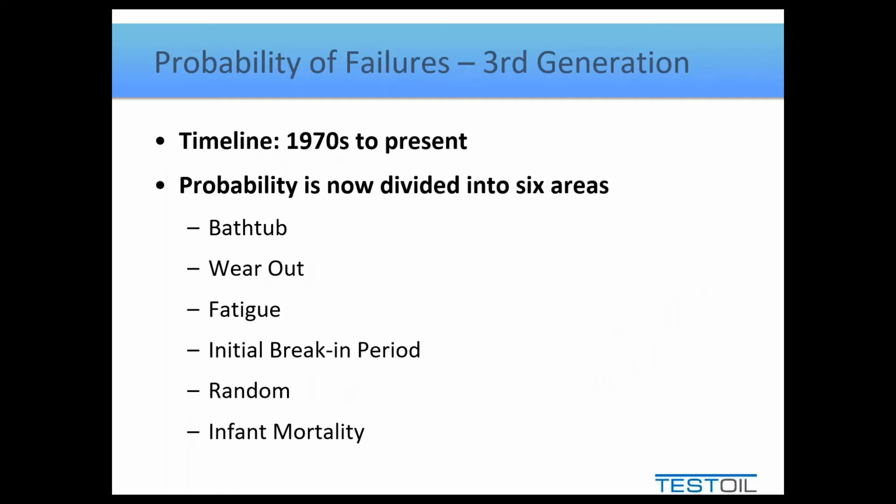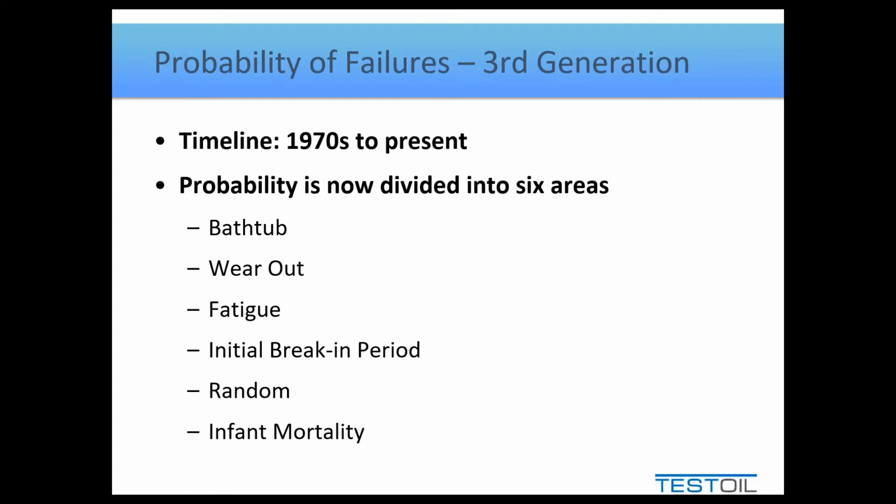Where we are today is this third generation, which ultimately is made up of 6 curves rather than 3 curves or previously 1 curve. And of the 6, we actually have 4 that we already had. We have your infant mortality, we have your random or constant, and we have the wear out, the same three that were in the second generation of thinking, but we added in bathtub as a fourth one. So it is a separate curve, not just merely looking at a combination. What we added in, though, were the couple in the middle. We added in a fatigue curve and an initial break-in period curve.